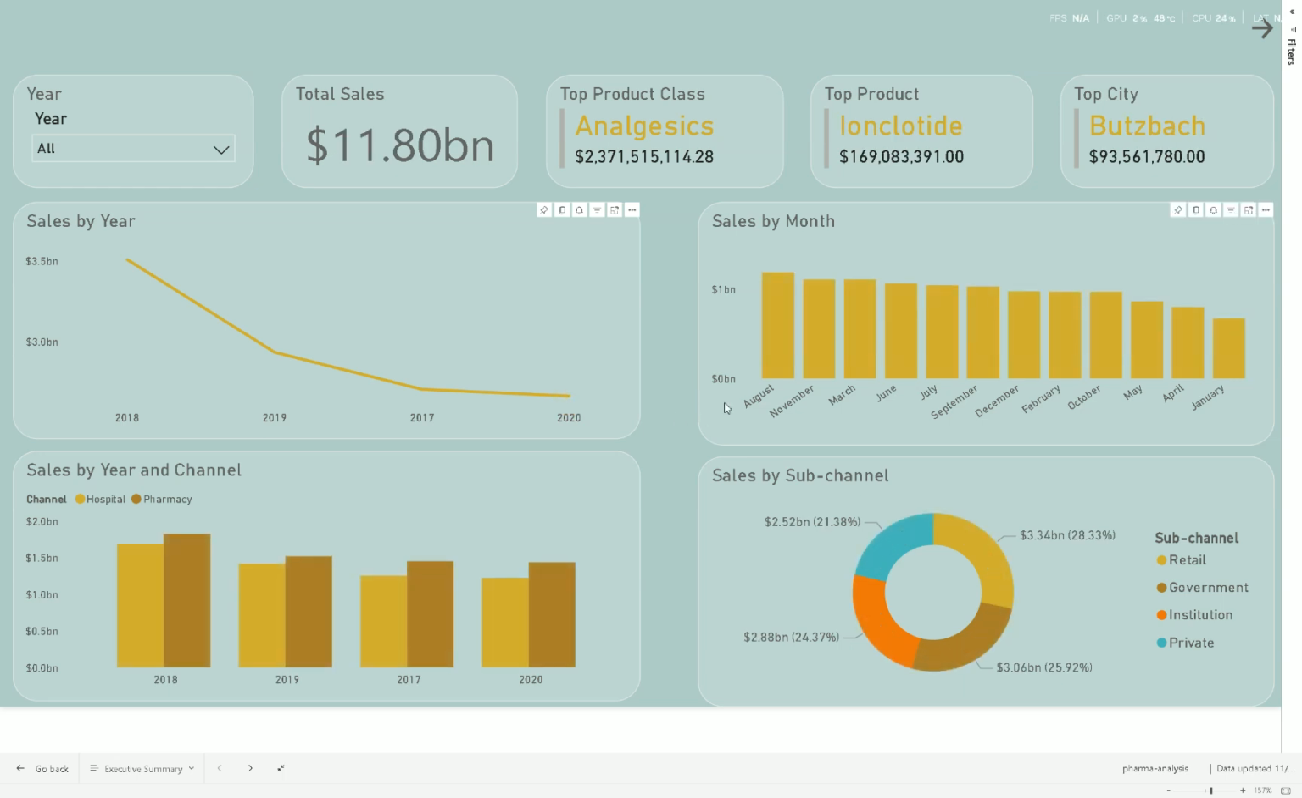On the right side, if we look at the sales by month bar chart, which shows how performance varies throughout the year. Months like August show peak sales, while January and December are at the lower end. This pattern suggests seasonal demand behavior, such as the budget cycles, holidays, or supply chain fluctuations.